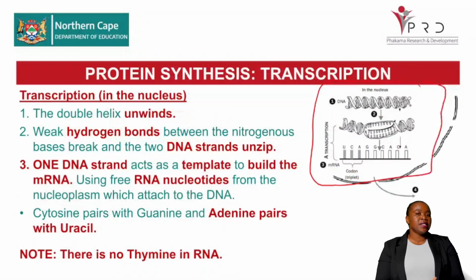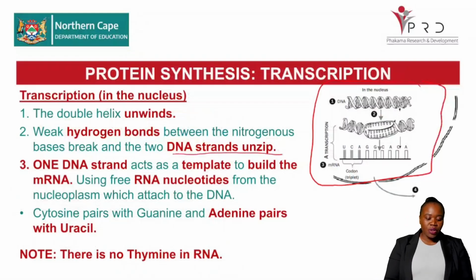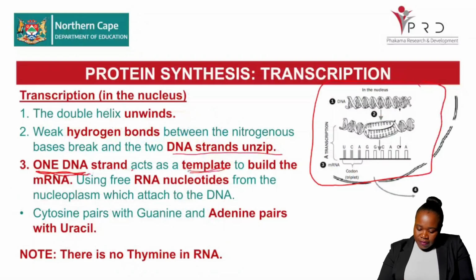Firstly, the DNA double helix unwinds. As the DNA double helix unwinds, the weak hydrogen bonds between the nitrogenous bases are going to break. And as they break, they are going to unzip or separate. So the two DNA strands are going to unzip. Then one of those DNA strands, now we have two DNA strands, one of those DNA strands is going to act as a template to build the mRNA. So we can see here they have separated, and only this one is acting as a template, whereas this one is not acting as a template. One of them is acting as a template in order for the mRNA to be built.